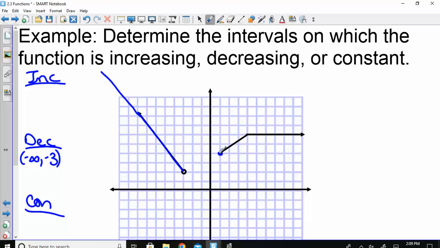Okay, then my graph starts again at 1, and it is increasing from 1 to 4. And then starting at 4, it is constant forever. So 4 to 8.